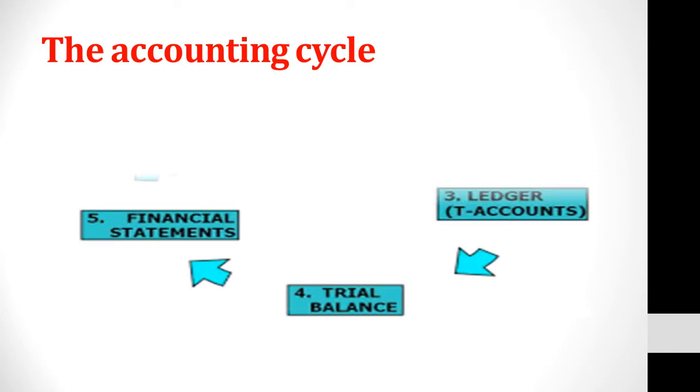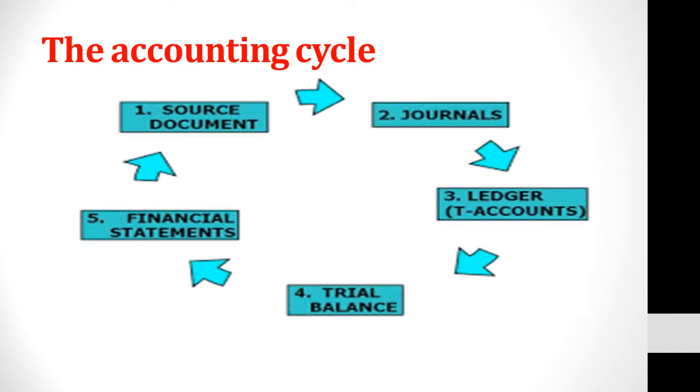Today we are going to discuss and start explaining the accounting cycle. The accounting cycle starts with a source document, like a purchase order, a bill, an invoice, or whatever document that indicates that a financial transaction occurred.